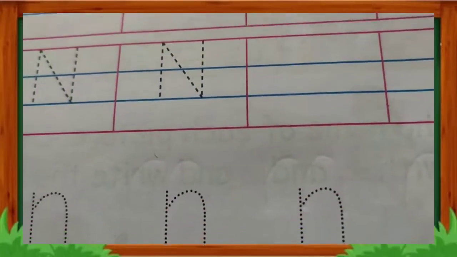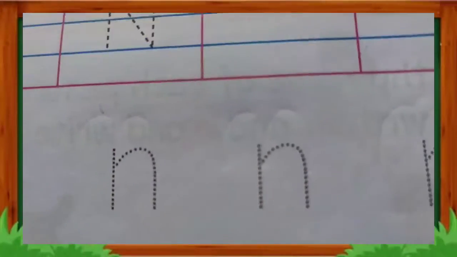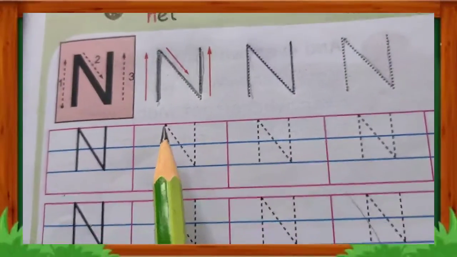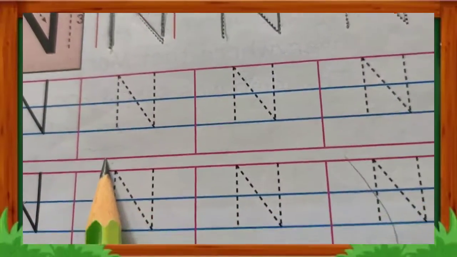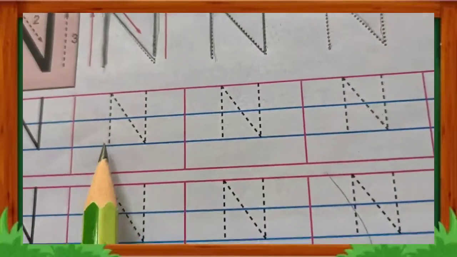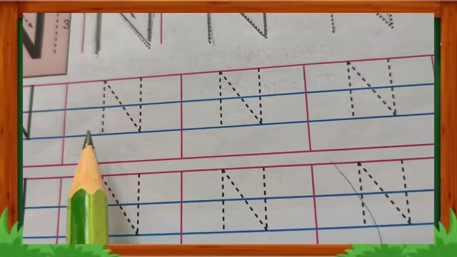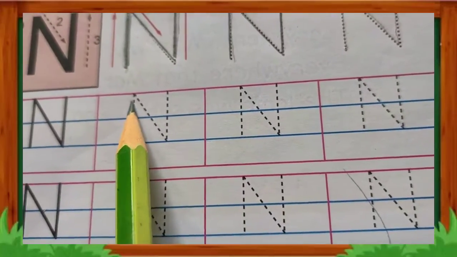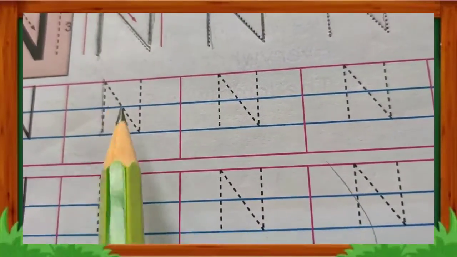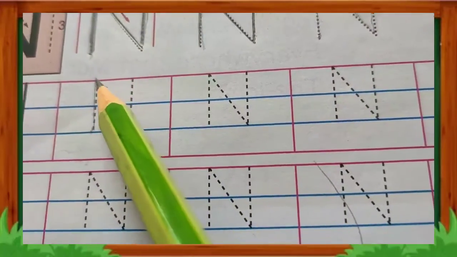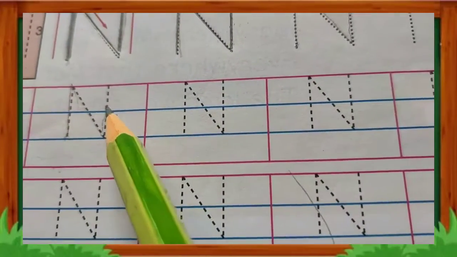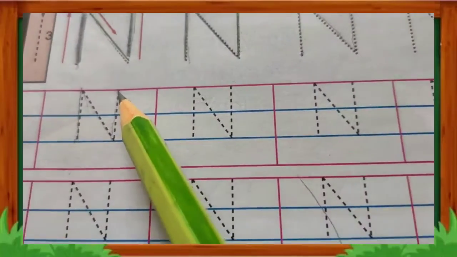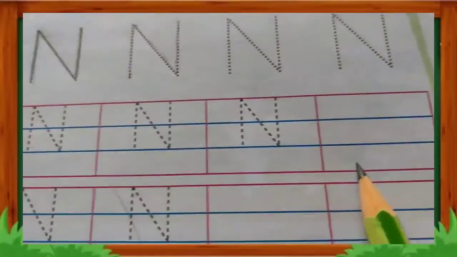How to write in 4 lines? Following 1, 2, 3, 4. But we use only 3 lines. Start from here, third line. Standing line to top. And next, standing line. And standing line to top. Capital letter N. Here, no dots. Right?